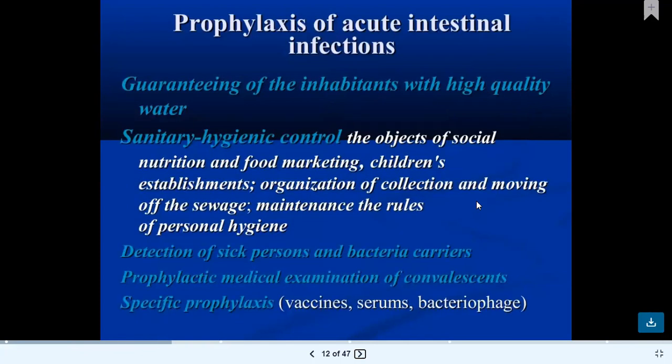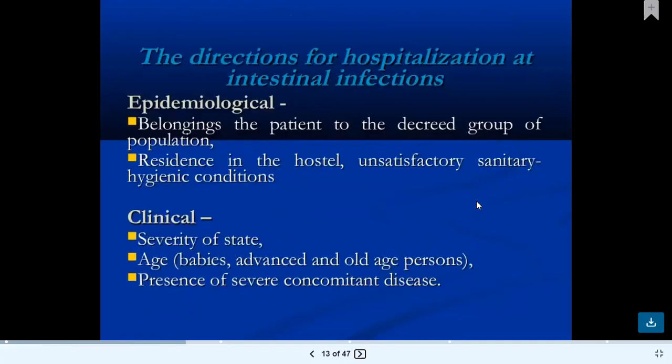Prophylaxis of acute intestinal infection: guaranteeing inhabitants high quality water, sanitary hygiene control of the objects of social nutrition and food marketing and children's establishments, organization of collection and removal of sewage, maintenance of the rules of personal hygiene, detection of sick persons and bacteria carriers, prophylactic medical examination of convalescents, and specific prophylaxis, that is vaccine, serum, and bacteriophage.